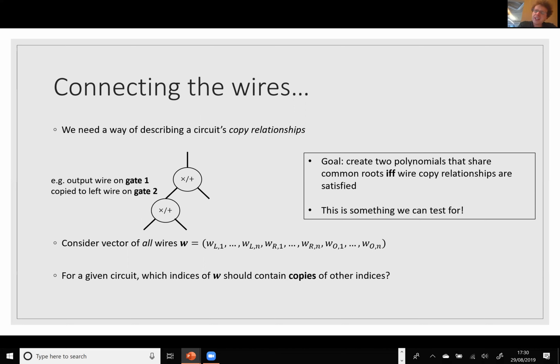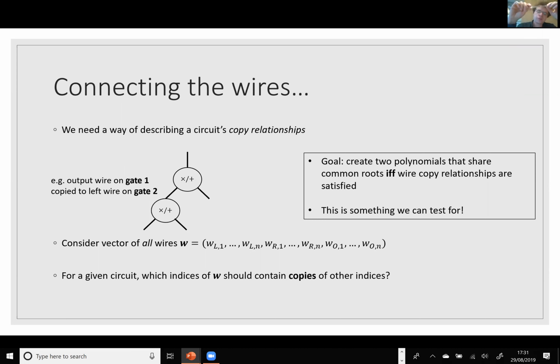So what we really need is a way of describing the circuit's copy relationships. Basically, for a given program that's converted into arithmetic form, you're going to have a list of wire values that need to be the same as one another. And if they aren't, then you haven't got a correct proof that you've run the program correctly, because you've not connected your wires up. To capture this, I like to consider all of the wires in your circuit in one giant vector. Here I've listed all the left wires and all the right wires and all the output wires. These are all going to be unique wires, but they won't have unique wire values, if that makes any sense.